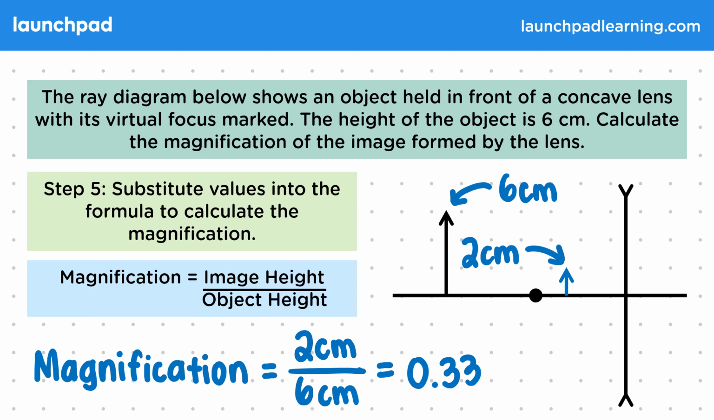In an exam though, a question like this would have a range of acceptable answers, since we were measuring from a diagram that we drew. The examiner wouldn't expect this image height to be 100% accurate.